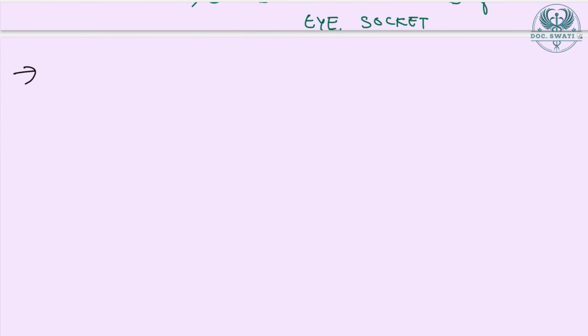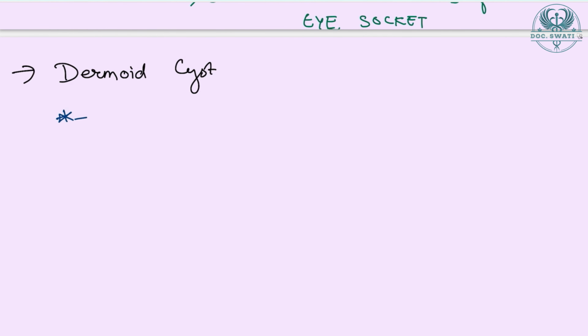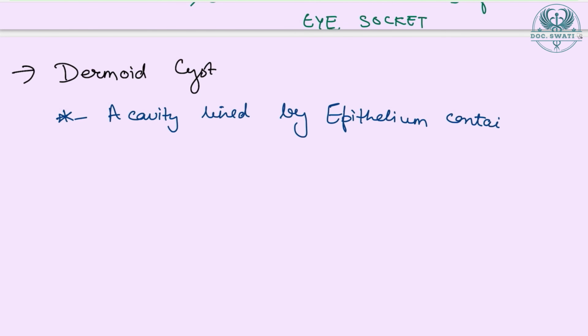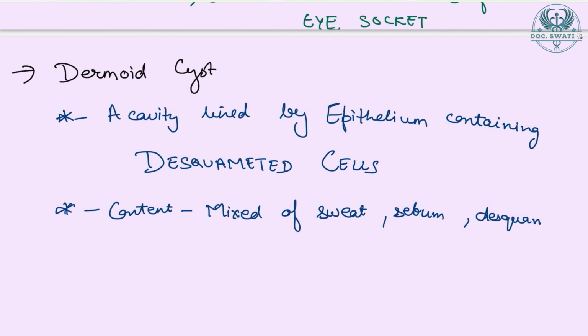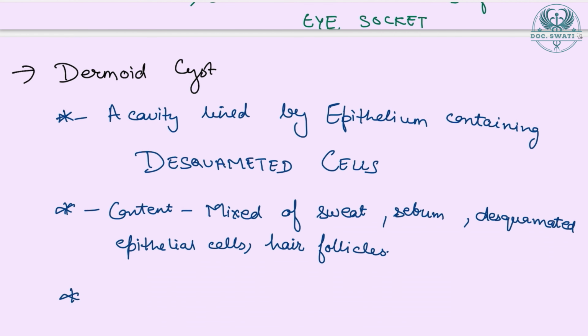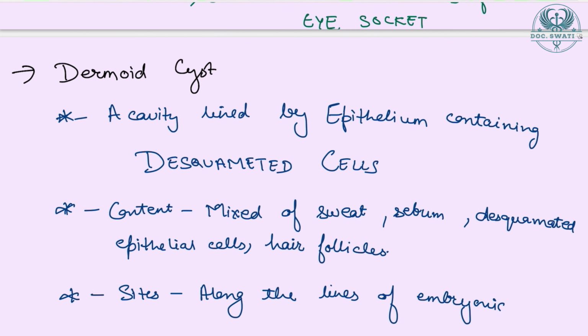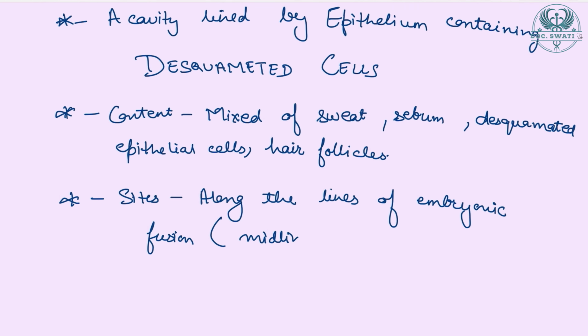So let's summarize dermoid cyst in three main key points. First, a cavity lined by epithelium containing desquamated cells. Second, content includes mixture of sweat, sebum, desquamated epithelial cells and hair follicles. And the sites are along the lines of embryonic fusion, which is midline of the body or face.